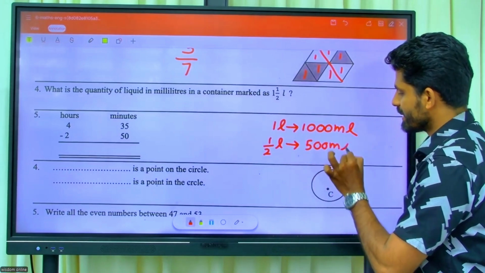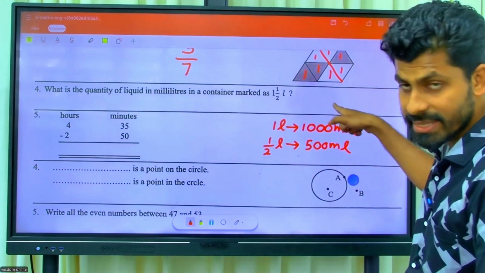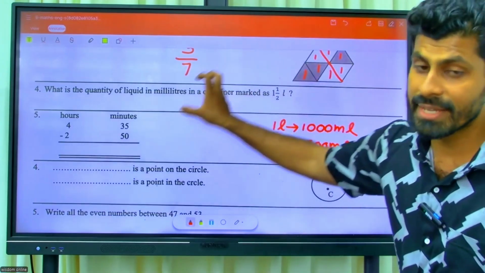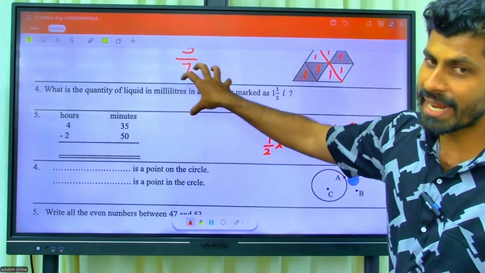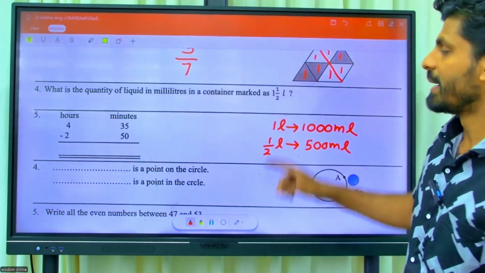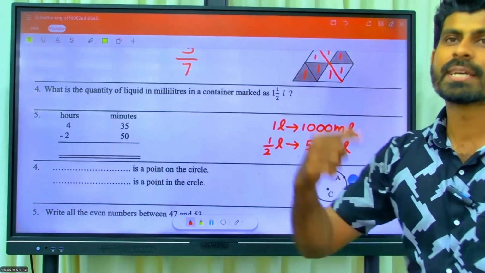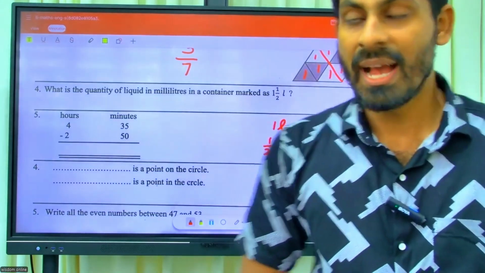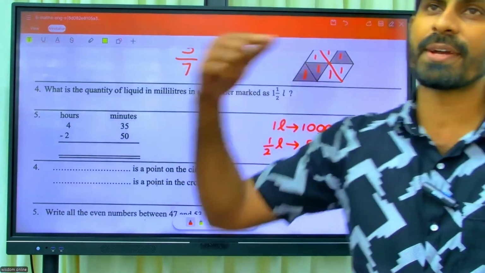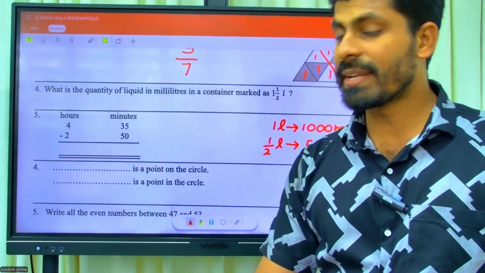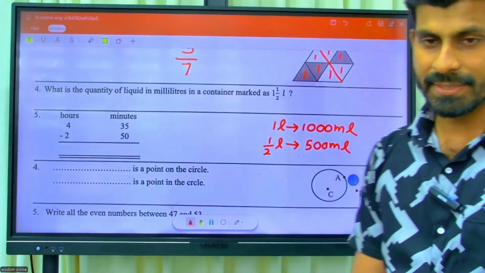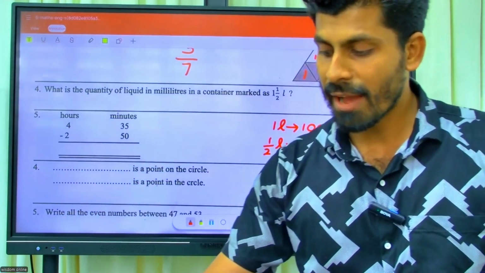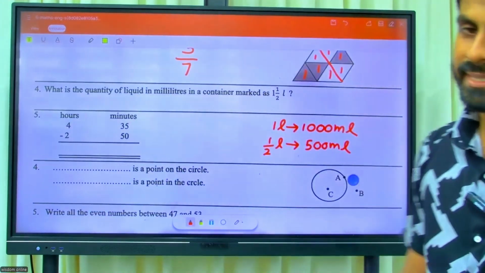500 milliliters. You need to write down this one there. I'm not having enough space, but I can write it below. 1 liter means 1000 milliliters. Half liter means 500 milliliters.